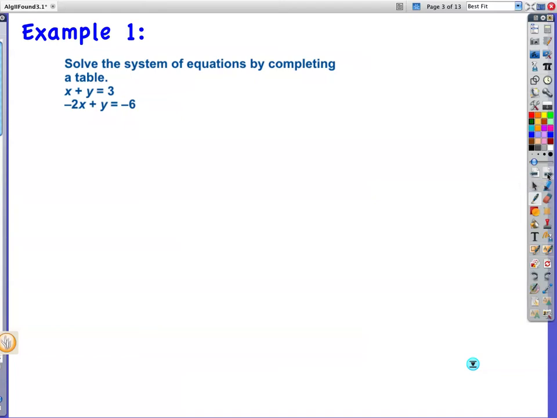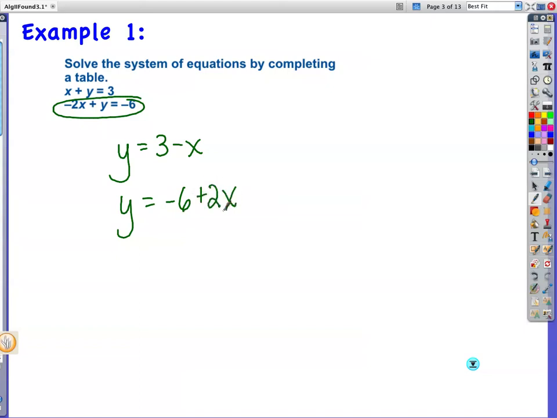Here we go. The first one wants us to solve a system of equations by making a table. I am going to do that on the graphing calculator, but in order to get them into the graphing calculator, we need to solve for y. So this first equation will be y equals 3 minus x. In this equation, I will have y equals negative 6 plus 2x.